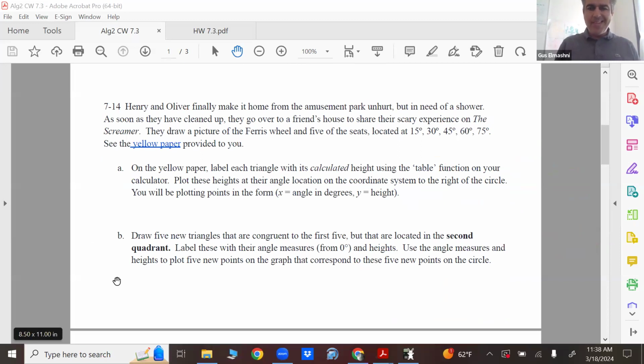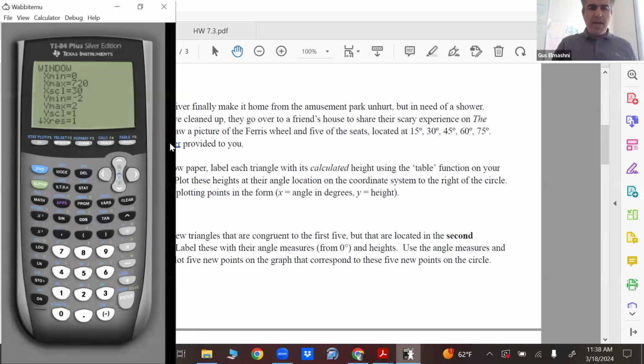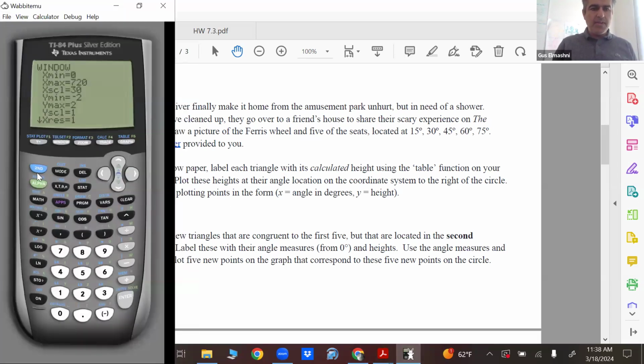What we'll do is this. I'll do this in the calculator so there's a video of it. You guys can see how it looks. And I'll just draw some triangles down below. And then draw 5 new triangles that are congruent to the first 5, but in the second quadrant, and so on. So all you're going to do is this. You're going to hit second window, keep it at 0, but change that to 15. And then hit second graph. And see, it gives you all those heights, right?